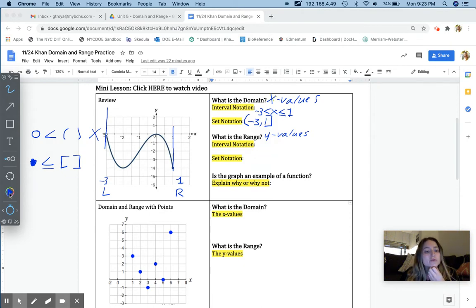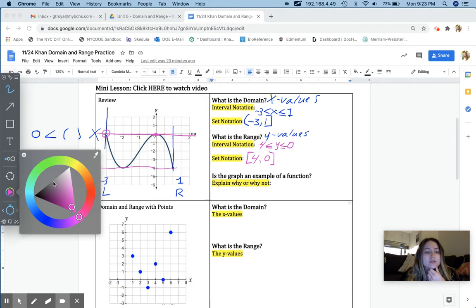Now for my range, when I'm looking at range, I look at my y values, starting with my lowest point first, which is a 4. And I'm including that 4 to my highest point, which is 0. And I'm also including that 0 because we're including it here, even though this is an open circle here. This one's closed, and the closed circle wins. My set notation would be 4, bracket, comma, 0, bracket.